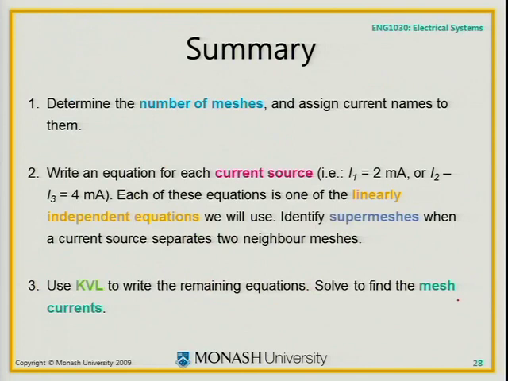So there's the summary. You determine the number of meshes, you assign current names to them. Every current source, you can immediately write down an equation, and then you're going to have to do KVL around meshes or supermeshes until you get enough equations. So that is mesh analysis.